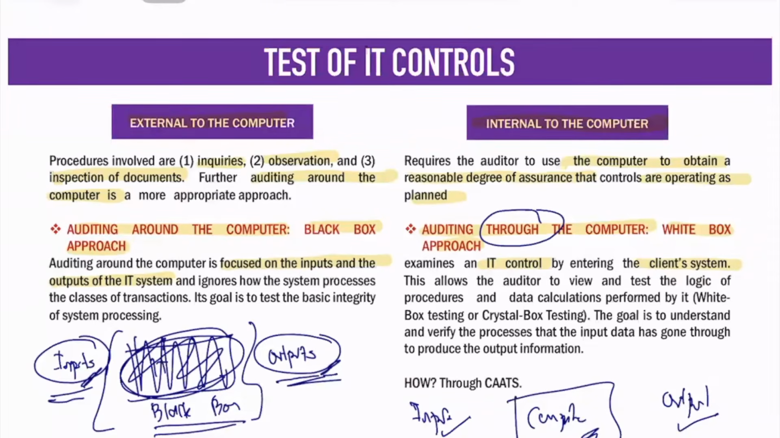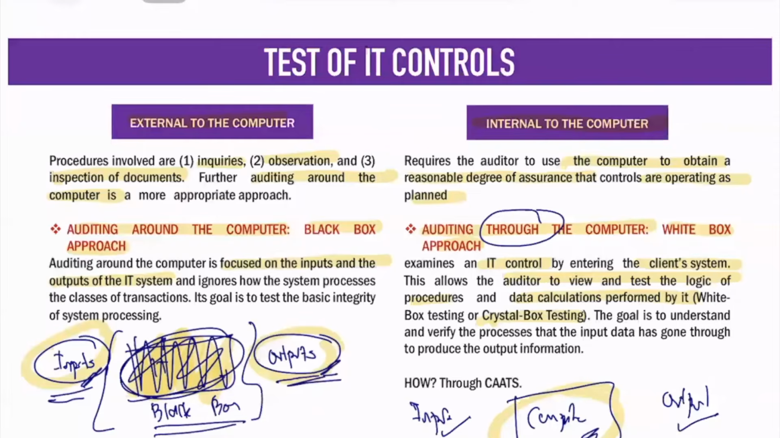So this allows the auditor to view and test the logic of the procedures and data calculations performed by it. We call it white box approach or crystal box testing. Bakit ulit ito black box? Kasi hindi mo siya tinetest. As if wala siya. Ang meron lang yung dalawa. Bakit to white box? Kasi meron na siya. Kaya mo siyang tignan. It is clear. You look into the system itself. Kaya siya tinatawag na white box.